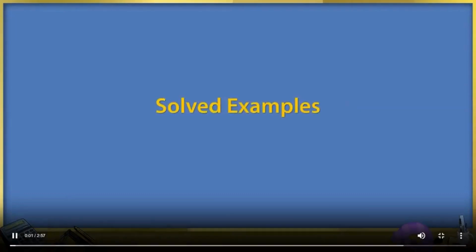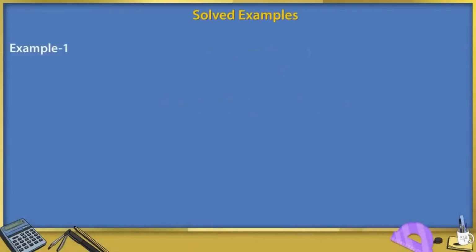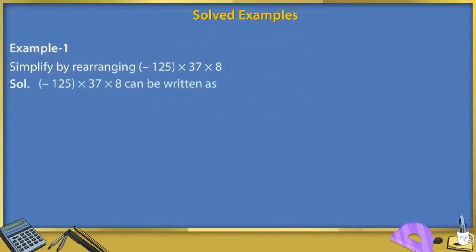Solved examples. Example 1. Simplify by rearranging (-125) into 37 into 8. Solution: (-125) into 37 into 8 can be written as (-125) into 8 into 37, which is equal to (-1000) into 37, which is equal to -37,000.